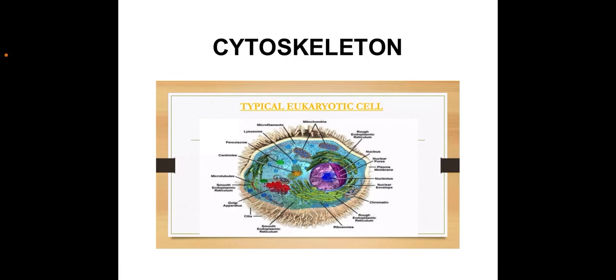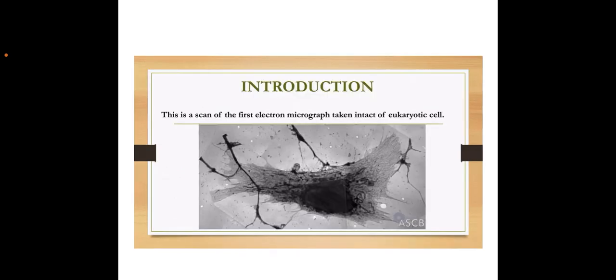Today we are going to discuss the cytoskeleton in detail. Cyto means cell, skeleton means structure. So the cytoskeleton is an organelle. These are used to maintain the shape and structure of the cell.